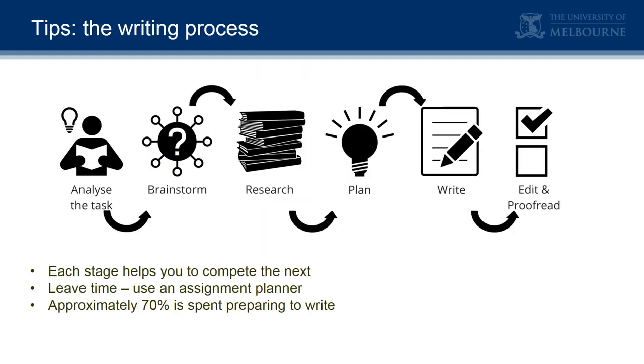Now that we've worked through each of the 6 stages of the writing process, hopefully you can see how a process approach helps you to break your assignment down into a series of manageable tasks. Take time to complete each stage. Using the planner will help you to map out what you need to do. And remember that up to 70% of your time might be spent before you even begin writing.